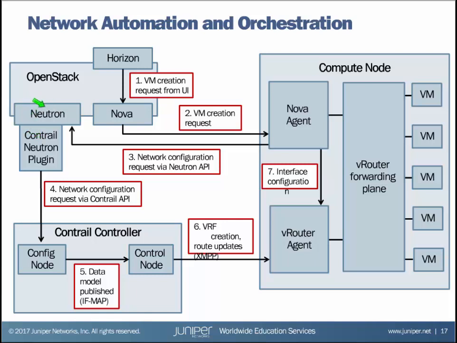The Neutron plugin says that to my Contrail SDN controller, which can then translate that into networking commands that the actual Contrail virtual router agent can understand and dynamically provision, for example, the VXLAN overlay tunnels that connect these customer virtual machines together and isolate them so they can communicate amongst themselves.